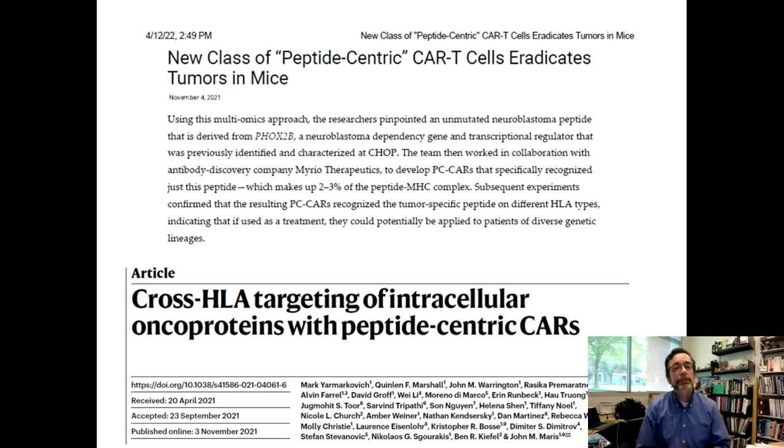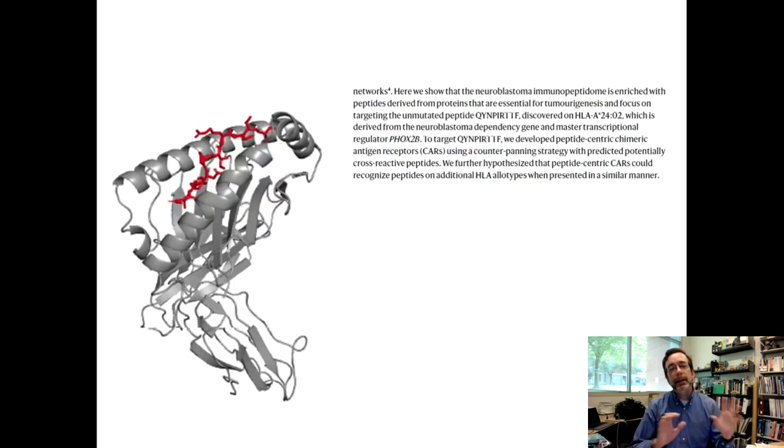There is a company called Myrio Therapeutics that is doing exactly this, and they have made an engineered T-cell receptor that will just bind peptides, at least in mice. This is why this is called cross-HLA targeting. It doesn't care about the MHC. It just cares about the peptides there. And the peptide is related to an oncoprotein. That means a cancer, a protein upregulated in cancer that ends up in the MHC class 1 immune cells on the surface of the cell.